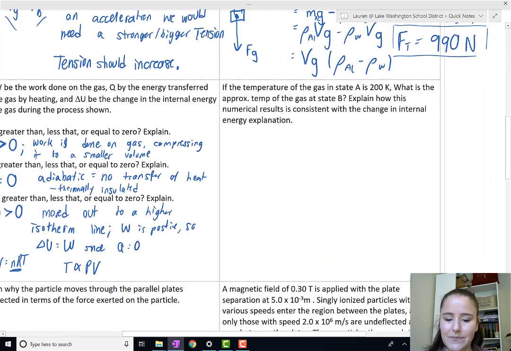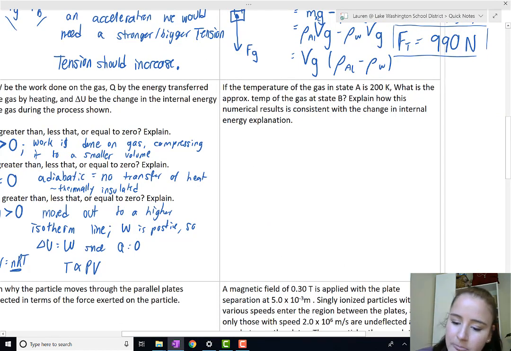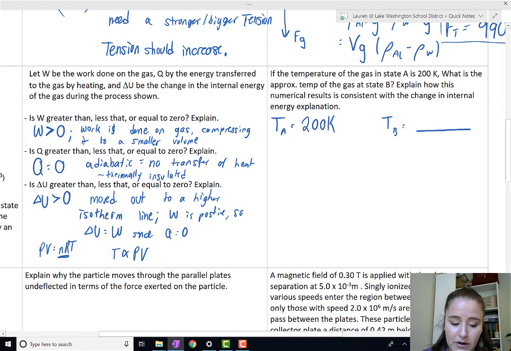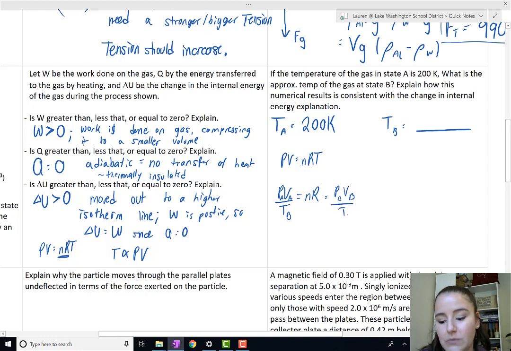Because in the quantitative part of this, it says if the temperature of the gas at state A is 200 K, what is the approximate temperature of the gas at state B? So from PV equals nRT, which is actually the combined gas law if you've taken chemistry, we know that n and R are going to stay the same. So PV over T should be the same at state A as it is at state B. We're basically setting up a proportionality here. So we're going to need those pressures and volumes at those points.